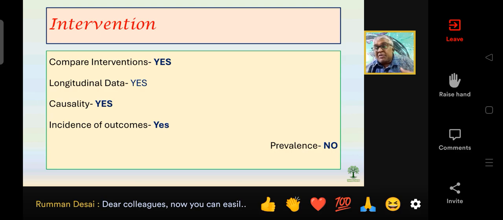Can I report on the prevalence of the condition? No, I can't really do that using a clinical trial because I am selecting a section of the population for inclusion in the clinical trial. So I can't really generalize that number that I get to the general population.